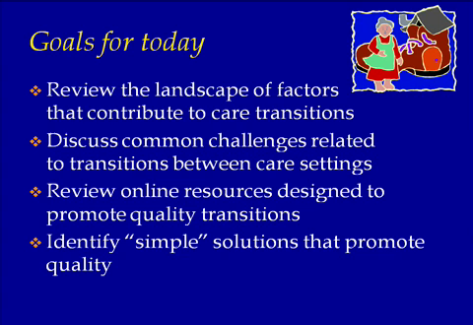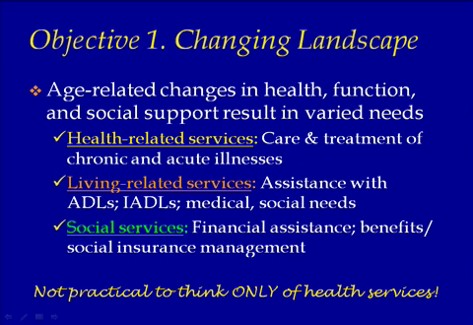So we're going to talk about the landscape of transitions in older adult care, think about some of the common challenges, think about some of the resources that have emerged over the last few years to help us do a better job in facilitating movement from one level of care to another. And also then talk about some of what I consider to be fairly simple solutions, understanding that this is a really complicated process in most situations.